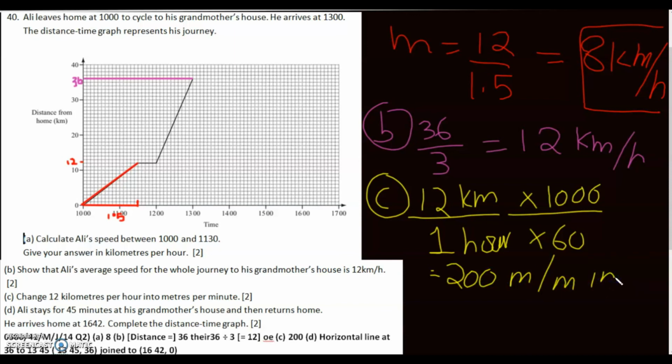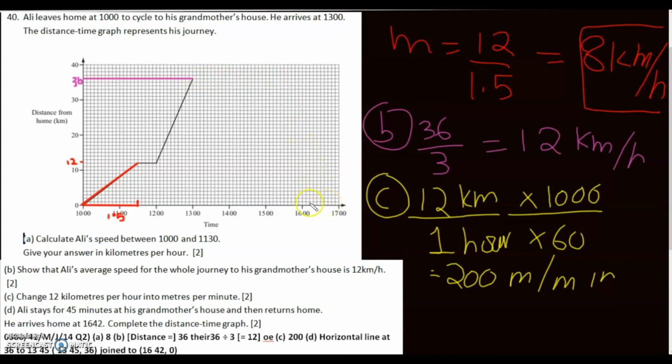Then it says Ali stays for 45 minutes at his grandmother's house and then returns home. He arrives home at 1642. Complete the distance time graph. Let's read that again. Ali stays for 45 minutes at his grandmother's house. So we need to make a straight line for 45 minutes and then we'll join that straight line with 1642.